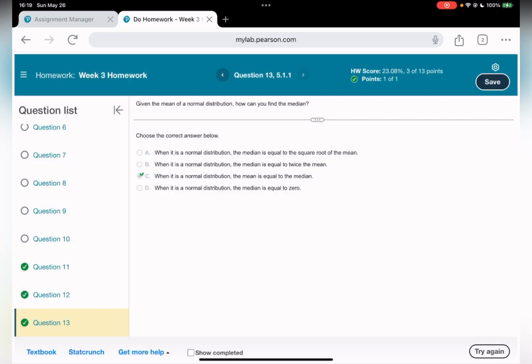So if it's a normal distribution, that means it's not skewed. Therefore, we don't have too many smaller numbers or too many bigger numbers. Therefore, the median and mean are going to be equal. Okie dokie, I'm done.